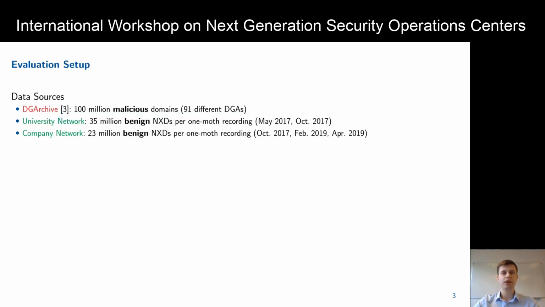First, I present to you our evaluation setup. We use 3 distinct data sources in total. Our source for malicious domains is the open source intelligence feed of DGArchive. DGArchive contains approximately 100 million unique domains, which are generated by 91 different DGA families. We obtain benign NXDs from the central DNS resolver of a university and of a company network. In total, we obtain from these sources 5 one-month recordings of NXDs, which allow for the analysis of the network and time generalization capabilities of the classifiers.